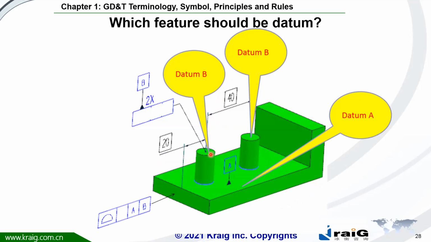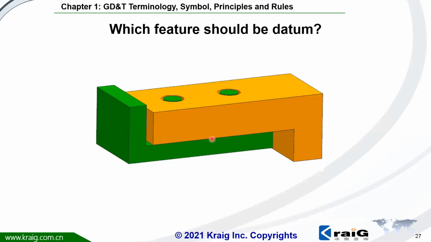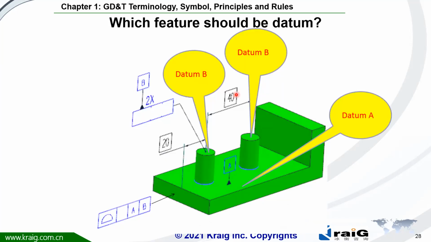Datum B should be specified to the two pins, because these two pins are the locating features. If you look at these assembly requirements, here is the mating surface, here is the locating features. Now we get datum. Again, let's have a short summarization. Based on the function, we select the datum, or datum selection is based on the function of the parts.